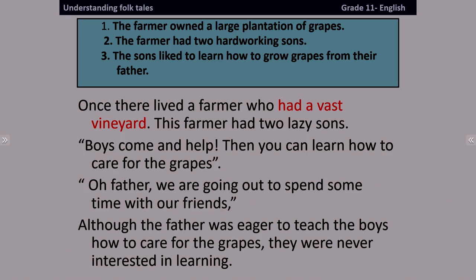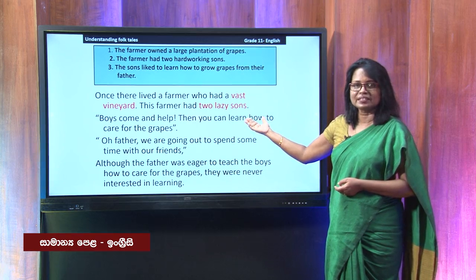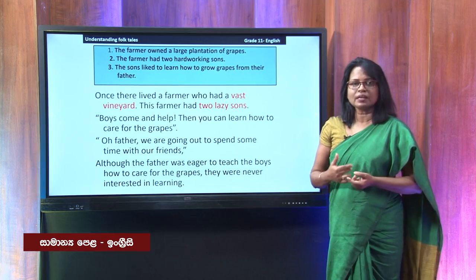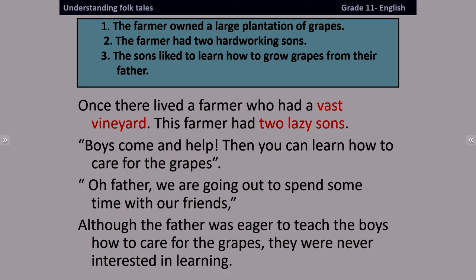Did you find that piece of information here? Yes, it's there in the second sentence. This farmer had 2 lazy sons. So it's correct that he had 2 sons. But what about the adjective used here, children? In your statement, the sons are hardworking. But in the story, they are not hardworking. They are lazy sons. So lazy is the direct opposite of hardworking. So what can you say about the second statement now? It's false.